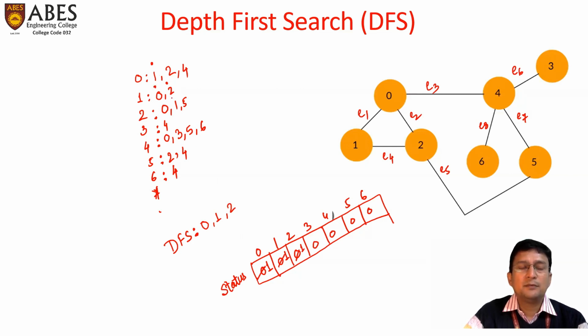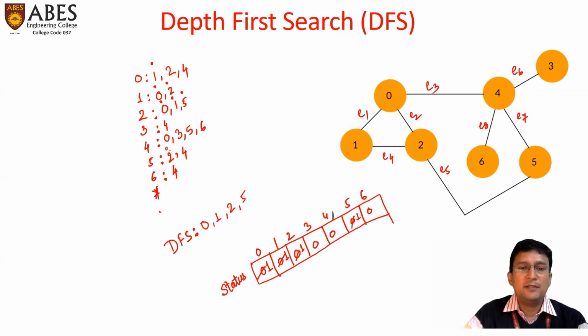So both the vertices from 1, meaning 0 and 2, have got visited. Since I have picked this 2, I'll go in the depth of 2. So 0 is already visited, 1 is already visited, 5 is not visited. So I will now see the status of 5, mark it as visited, and 5 comes in the DFS sequence. So I will now see the connection from 5.